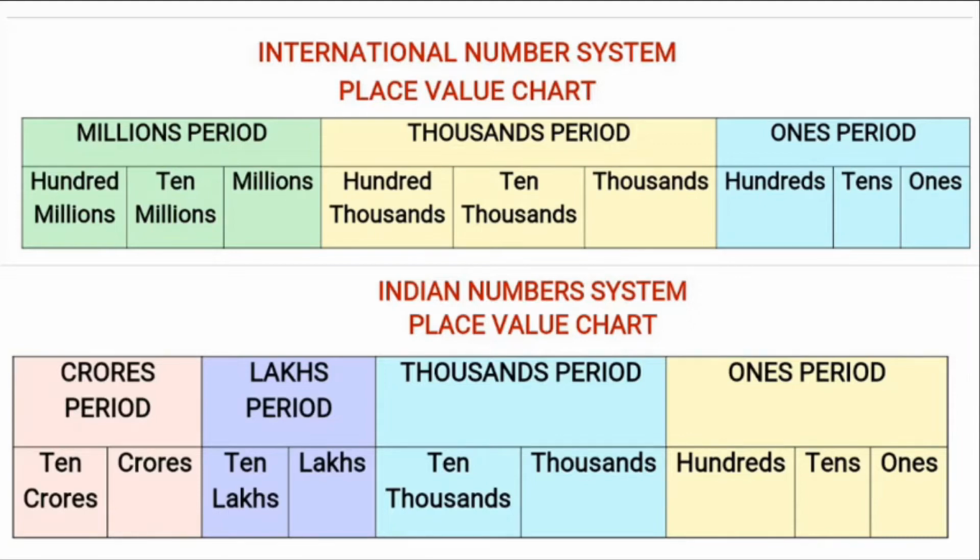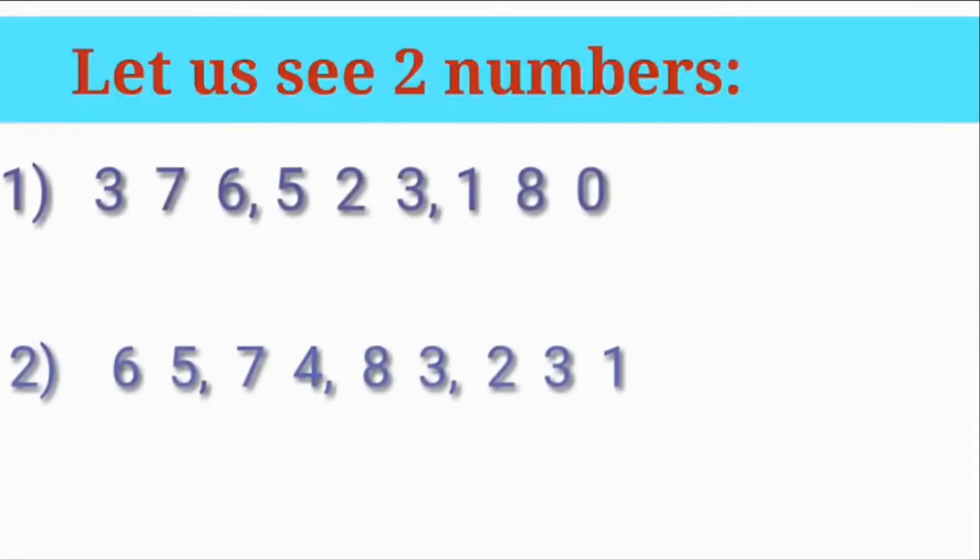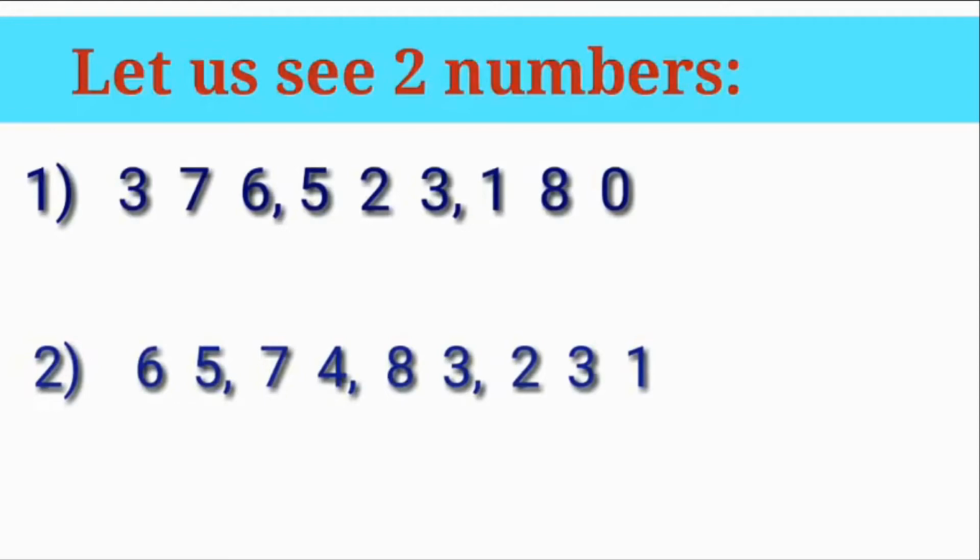So basically, we differentiate between international number system and Indian number system because of commas. We put commas in different ways. So for that, we have 2 of the numbers, 376,523,180. You can see the digits are separated using commas. After each 3 digit, we have put comma. But the below one, we have 657483231, and here 231 is separated by a comma. Then the digits are separated by comma, and we have put comma after 2 digits. So upper one is international number system and second one is Indian place value system.